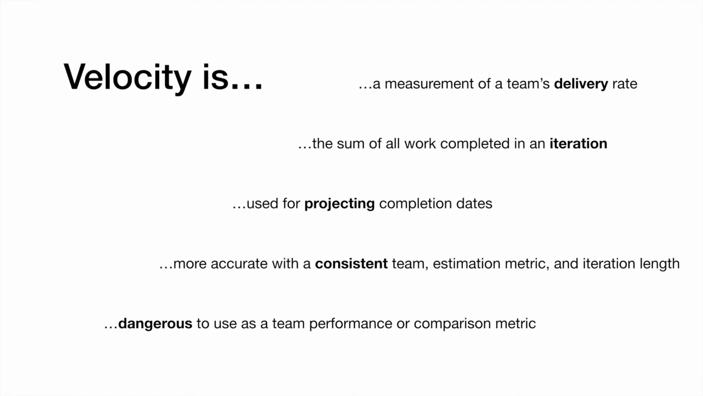So to summarize, velocity is a measurement of a team's delivery rate. It is the sum of all work completed in an iteration. It is used for projecting completion dates. It is made more accurate with a consistent team, a consistent estimation metric, and a consistent iteration length. And finally, it's dangerous to use as either a team performance metric or a team comparison metric.